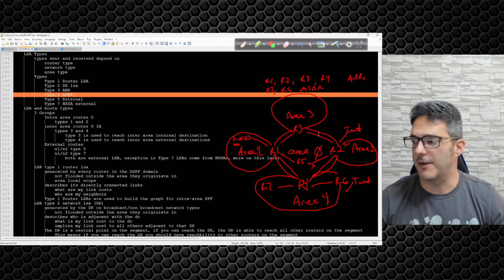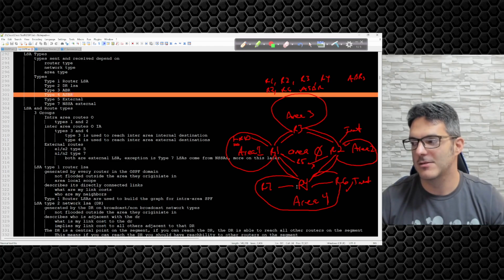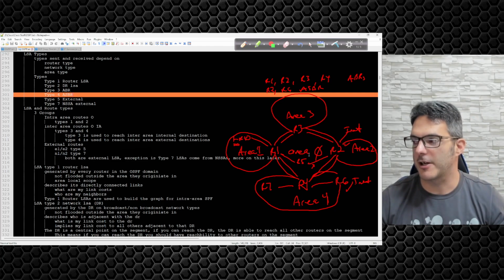Now if area 1 here is going to go, which way would he go? Well, it's kind of a wash, right? If I'm in area 1, what area do I have to pass through in order to get to area 4? You have to go through area 0. So if I'm in area 1 and I need to get to the internet, which way am I going to go? Boom, you guessed it. I'm going to jump over to area 0 and go out R2. But if I'm in area 4, which way am I going to go? I'm going to go R6 because it's an intra-area external.